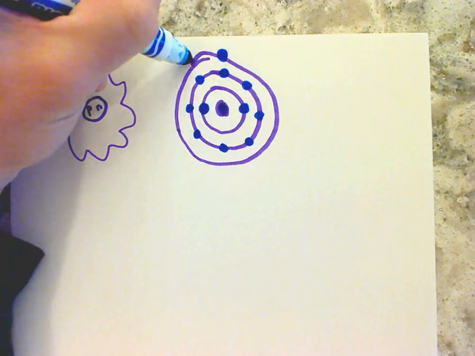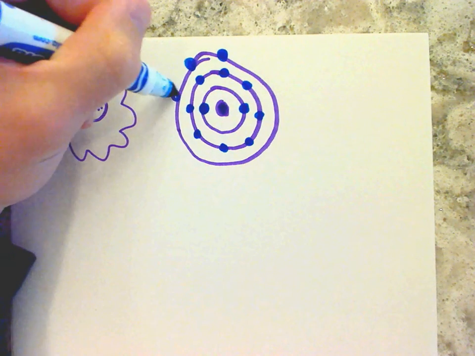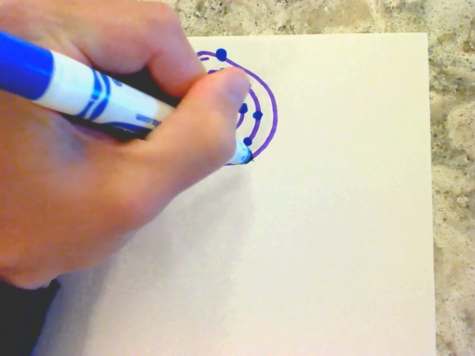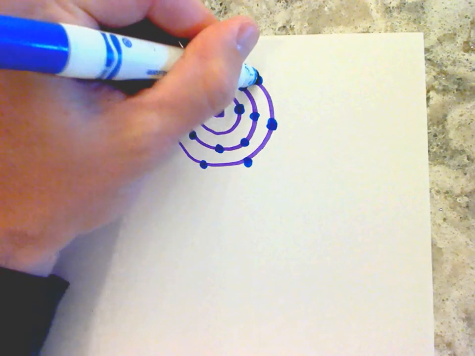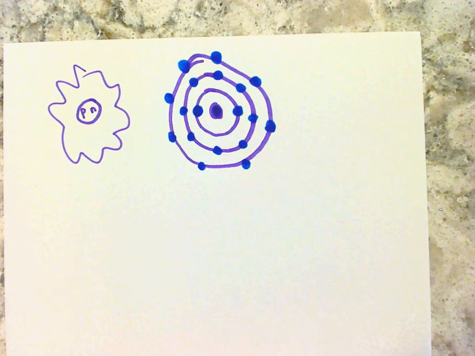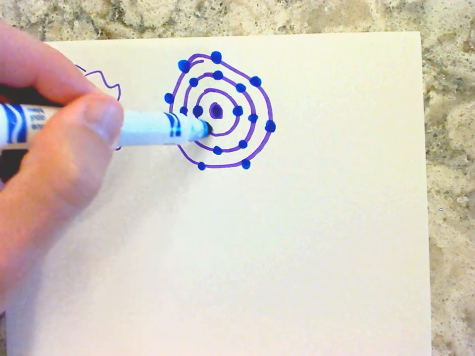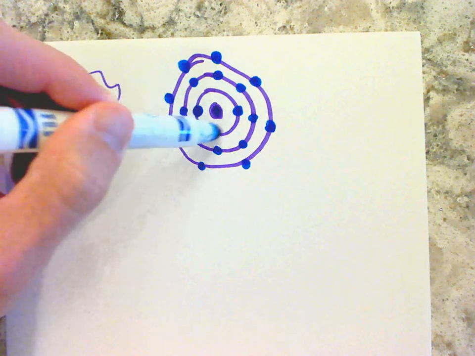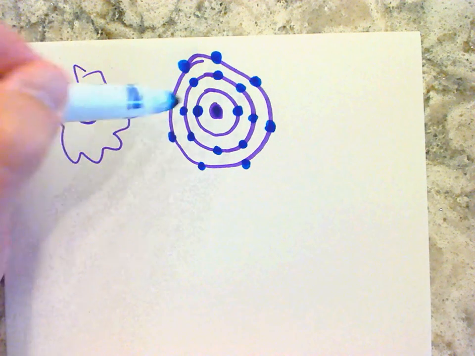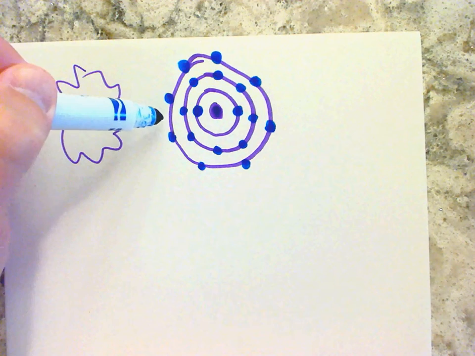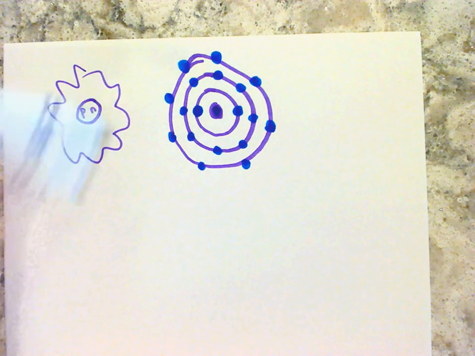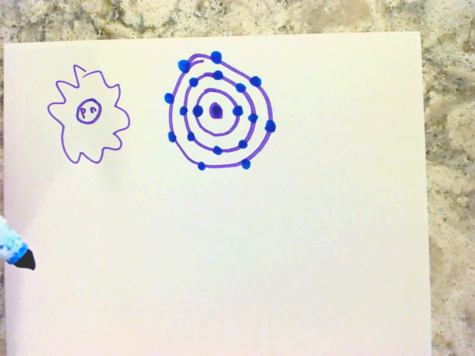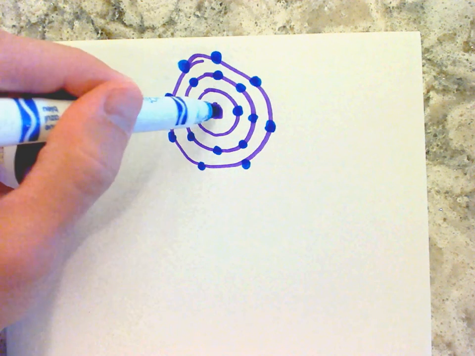So I'm just going to draw these dots in here. 1, 2, 3, 4, 5, 6, 7, 8. So right there, we kind of get the feel for what this cloud is going to be like. The innermost layer, which is here, can hold up to 2 electrons. And then each layer after that can hold up to 8. So basically what do we have here? We've got 18 electrons drawn on this little diagram, with the nucleus being kind of right in the middle.